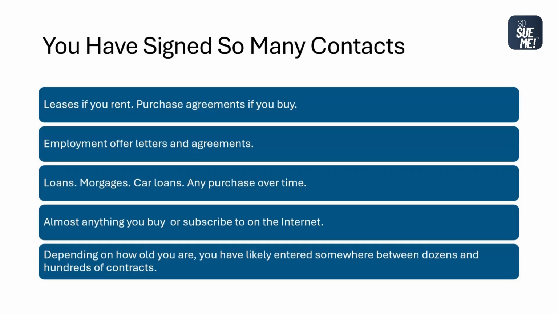Whenever you do stuff on the internet, you're almost certainly entering a contract. All of those long terms and agreements that you flip through super quickly and press accept, accept, accept on the internet. Don't worry, we all do it, but those are contracts and they contain a whole lot of terms that you have agreed to. And it's going to be assumed that you read all of that, understood it, and agreed to it by proceeding with whatever you're doing on the internet. So depending on how old you are, you've likely entered somewhere between dozens and hundreds of contracts.